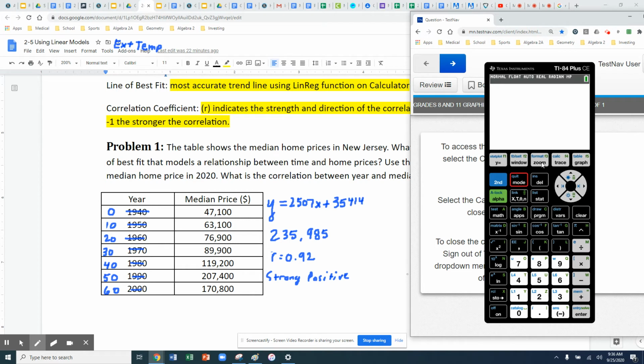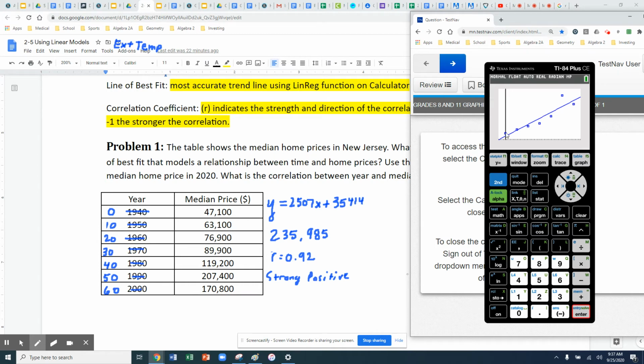Then we're going to go to zoom. Zoom sets your window on your calculator, and we're going to go down to number 9. Zoom 9 is ZoomStat, and it's going to take whatever your statistics are in your table and make a window so that you can see those. So we'll hit zoom stat, hit enter, and we can start to see our scatter plot.